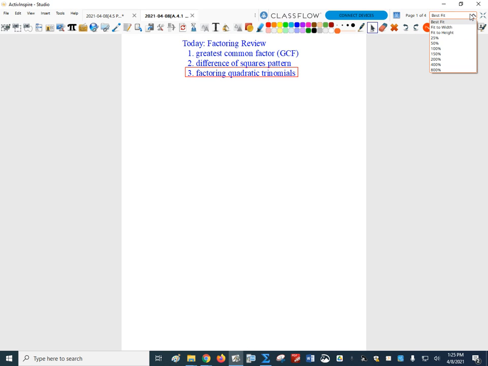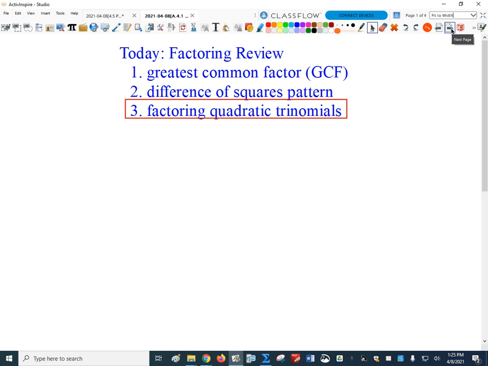Okay, here we go. So a couple things just to wrap up. We got through most everything on Tuesday, but there's a couple things we still didn't quite get to. We're finishing up factoring quadratic trinomials.